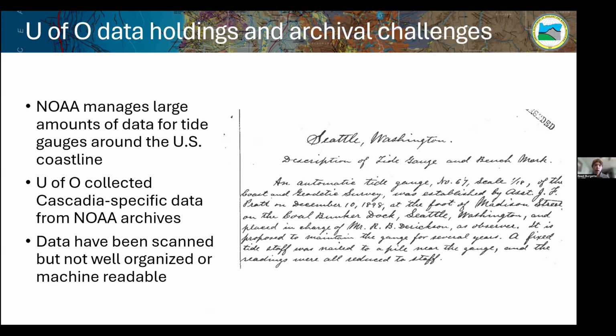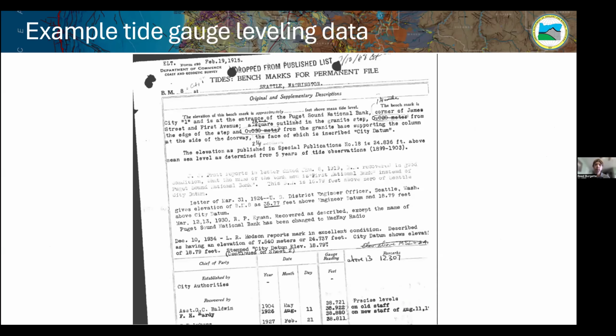So briefly about the kinds of data that we have at U of O. Ray scanned boxes and boxes of data that were a subset of the NOAA information for the tide gauges in the Pacific Northwest at Cascadia. Now he's moving to emeritus status and has had to downsize his office space, and so has scanned most of these records, but they're just in image format. And you can see that the data structure is not very friendly in general.